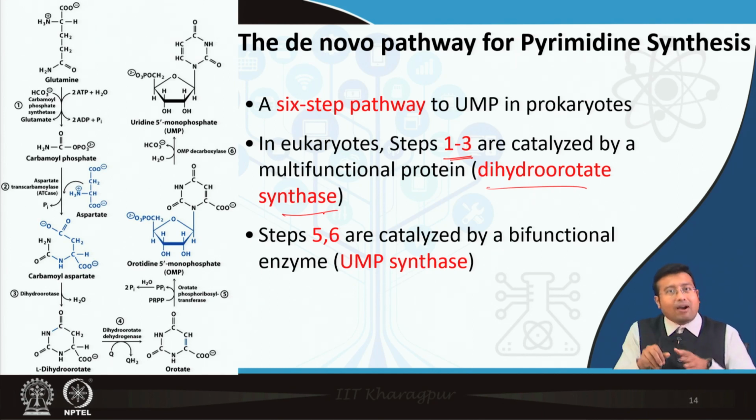And step 5 and 6 are catalyzed by a bifunctional enzyme, UMP synthetase. So there is no separate phosphoribosyl transferase and decarboxylase. Steps 5 and 6 are again clubbed together in the case of eukaryotes. So there are mainly 2 enzymes in eukaryotes which play the role of 6 steps. A 4th enzyme is there, okay. So in eukaryotes there are a total of 3 enzymes.